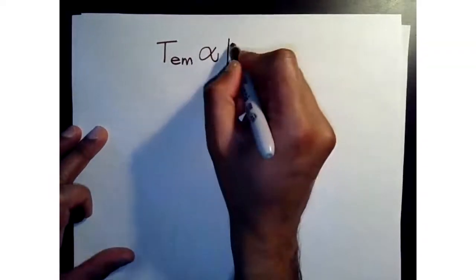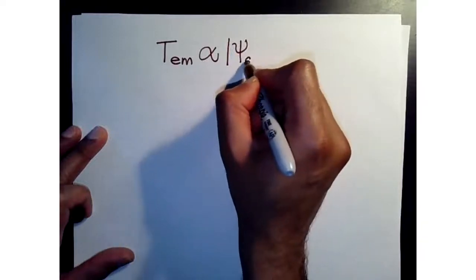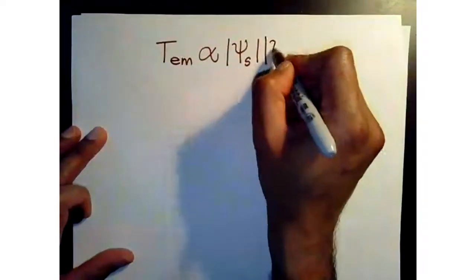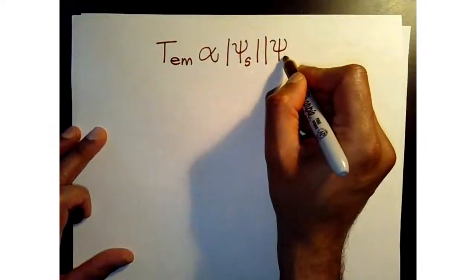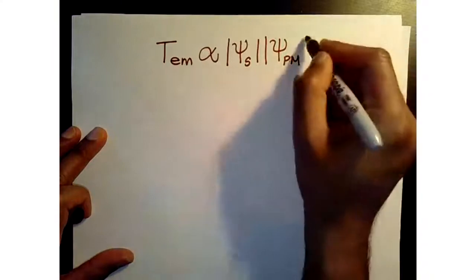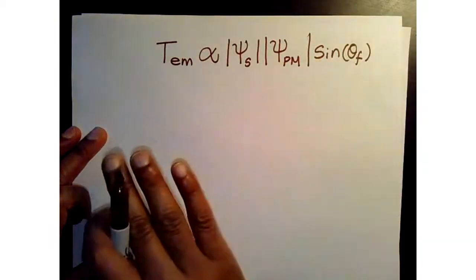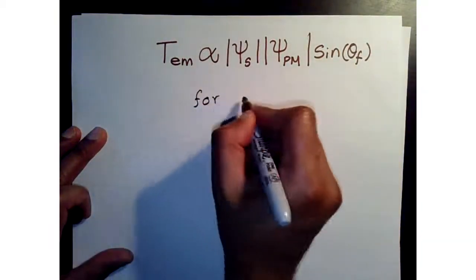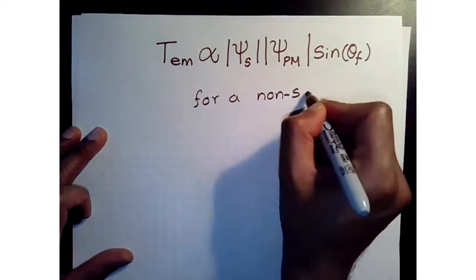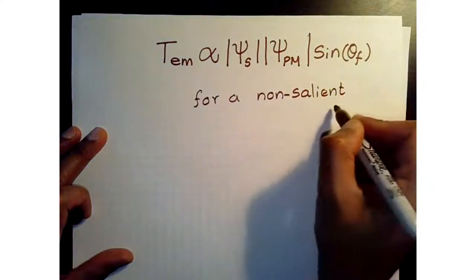We showed that the electromagnetic torque that is generated, the TEM, is proportional to the amplitude of the stator flux times the amplitude of the rotor flux, or the permanent magnet flux in this case, times sine theta F, for a non-salient machine.